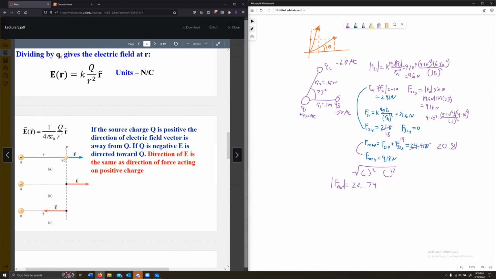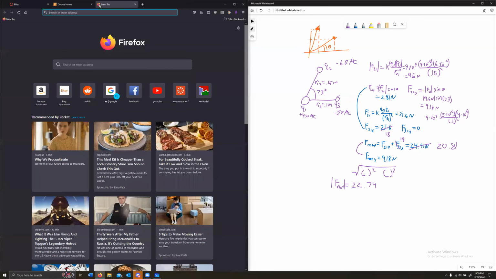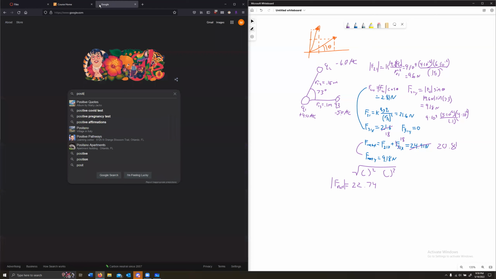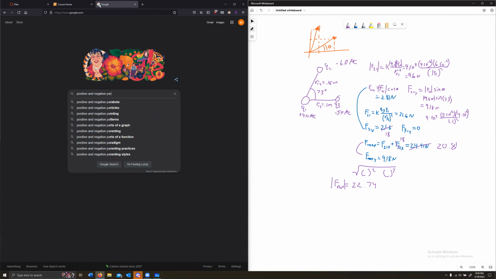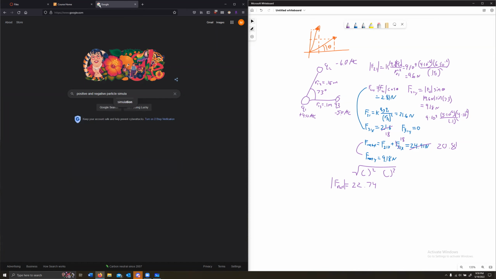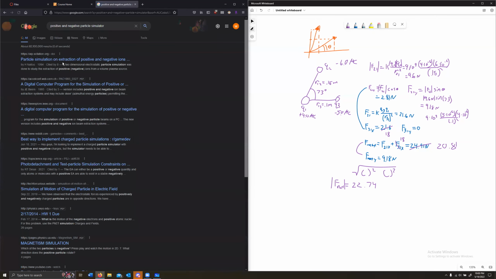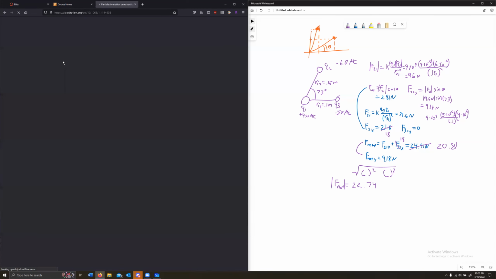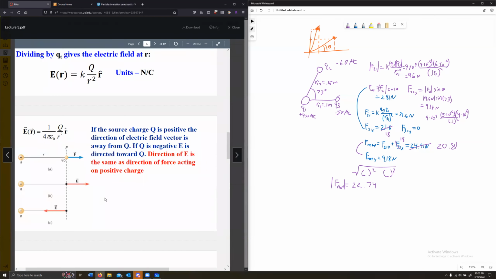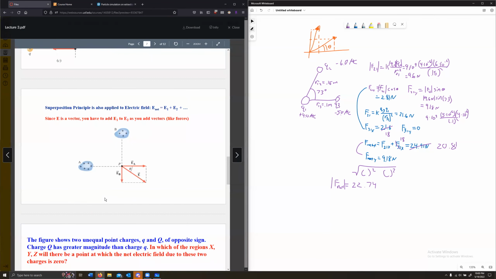And then you have a negative charge. Is there like a positive and negative particle simulator? I would love it if we had something like that we could mess around with. All right. Anyways. But we kind of see that here. We have two clouds of positive, I don't know, positive ions, let's assume.